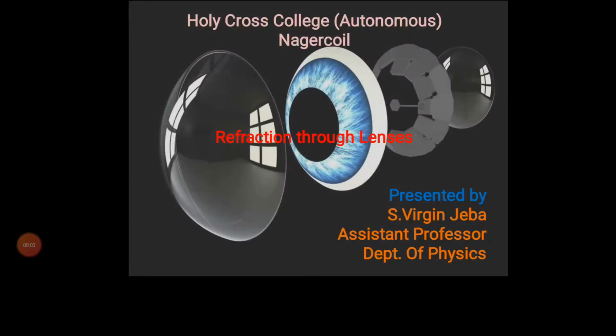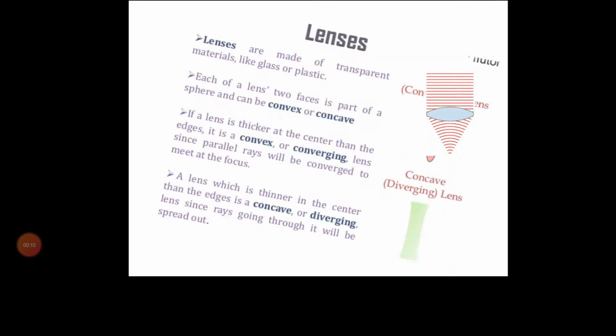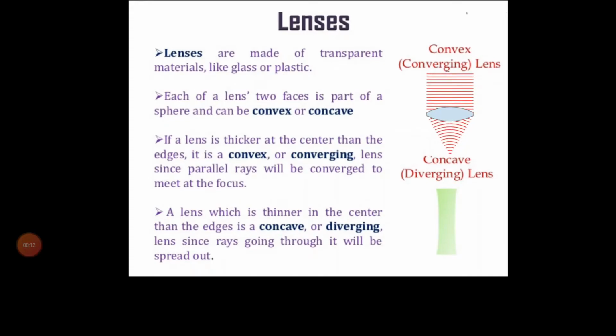Hi all. The topic we are going to deal with today is refraction through lenses. Lenses are made of transparent materials like glass or plastic. Each of a lens's two faces is part of a sphere and can be convex or concave. If a lens is thicker at the center than the edges, it is a convex or converging lens. That is, parallel rays will converge to meet at the focus.